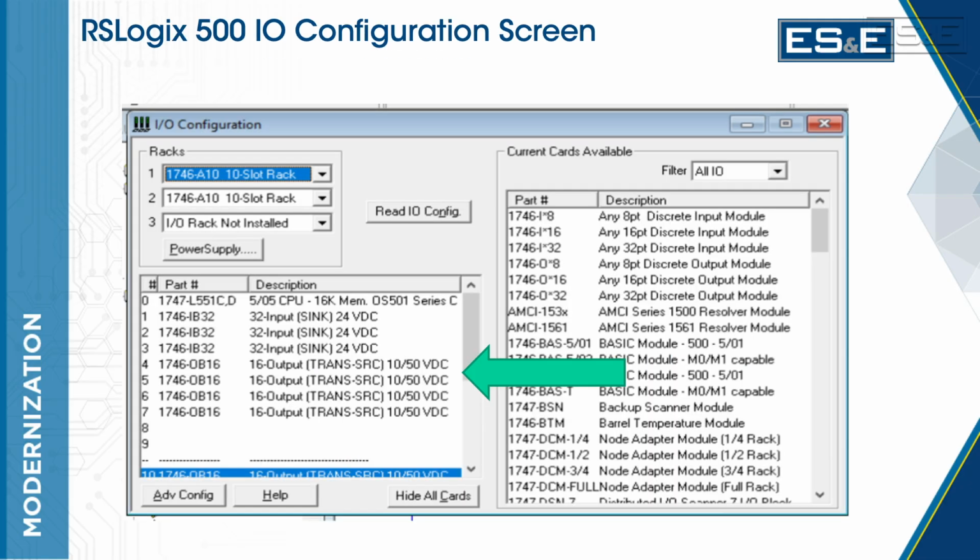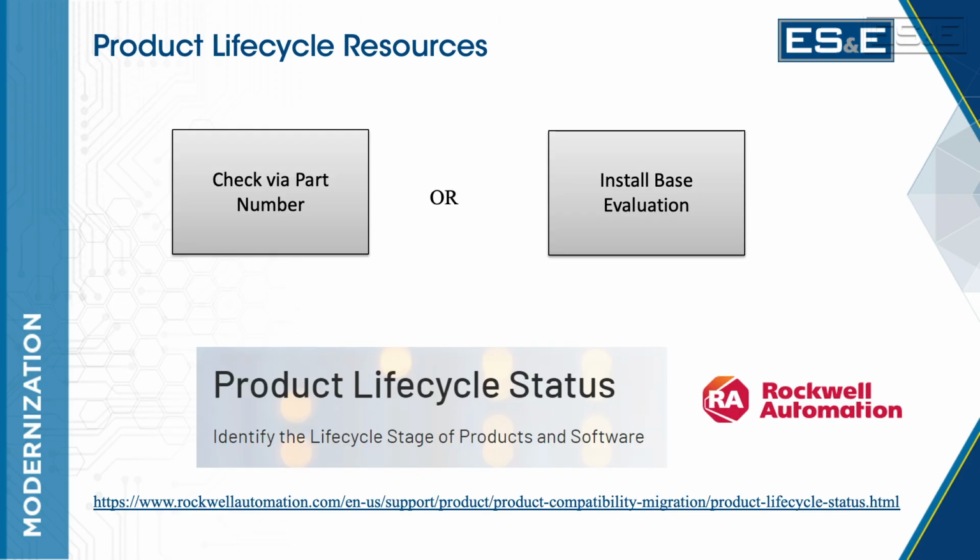One thing you can do is, this is RSLogix 500, right? And I can actually look at the I/O configuration, and I can get my cards right there. So that's slot 0, that's going to be your processor, then 1 through 7, OB16s, input 32s, all that information is right there. Or you can do a physical inventory.